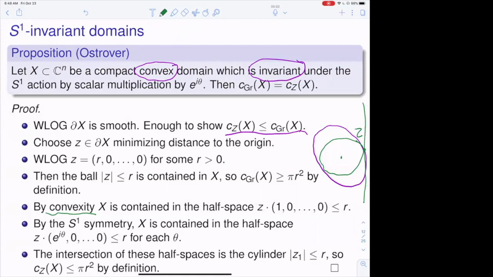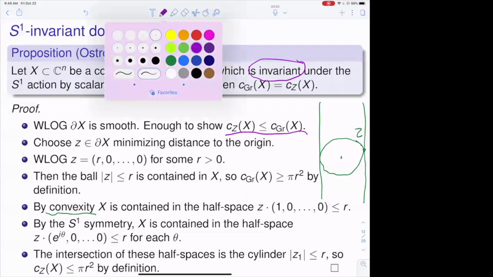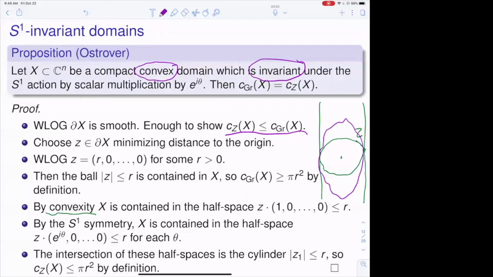But then by the S1 symmetry, it's contained in a bunch of other half spaces as well. So it's not only contained in the half space where Z dot 1 is less than or equal to R, but also where Z dot e to the i theta is less than or equal to R. So it's contained in all those half spaces, and the intersection of all those half spaces is a cylinder, the same size as the ball. So this is a very not to scale picture. But anyway, that's better. I can cheat. So you find a ball, and your domain. If we do this right, the purple thing is supposed to be convex. So you find that the domain is literally sandwiched between a ball and a cylinder of the same size. In general, you can't hope for that to be true, but in this case, it works.